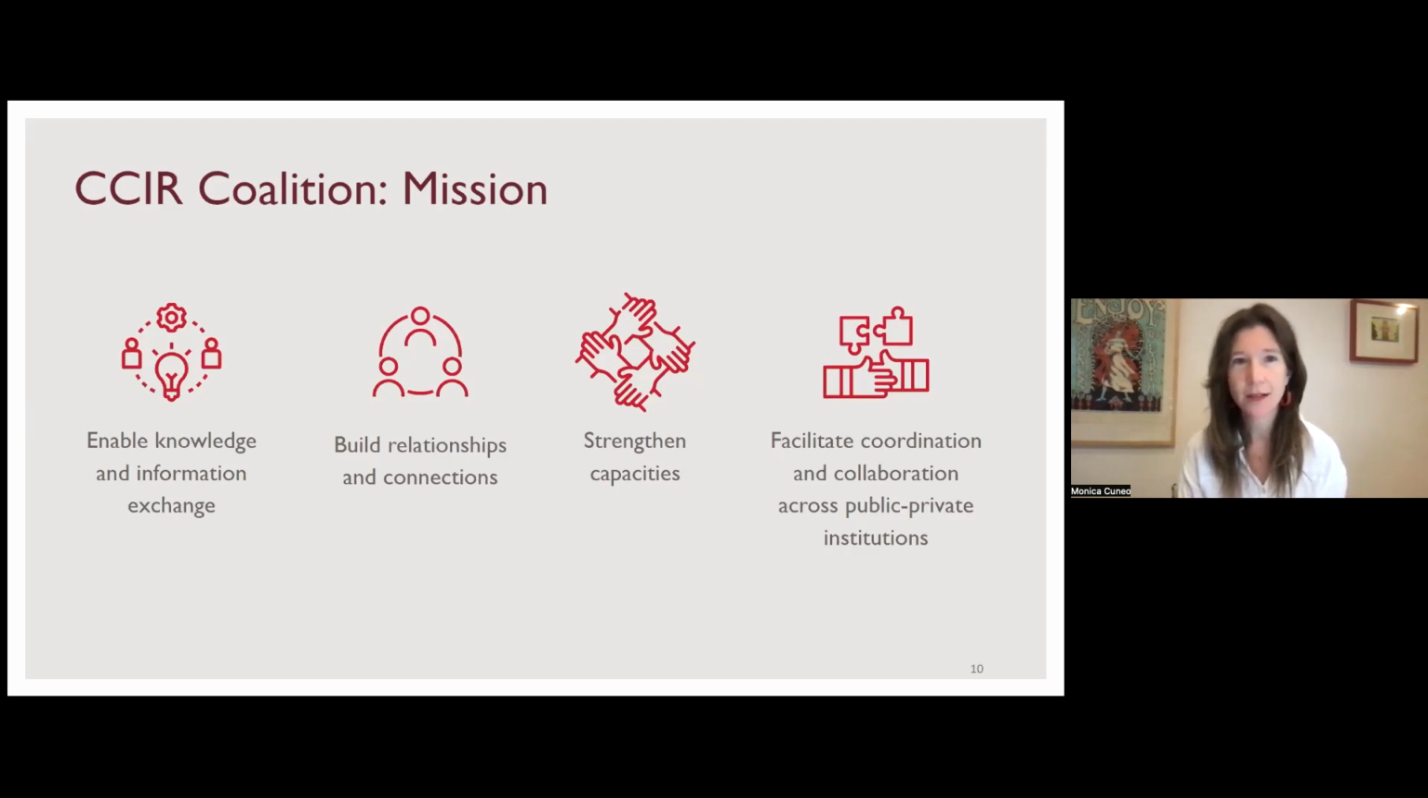Through hands-on and in-depth training, we aim to make resilience a priority at the organizational level, and that more opportunities exist for private and public sector coordination and collaboration, by facilitating the coordination and collaboration of these institutions in order to act collectively. So, next slide.